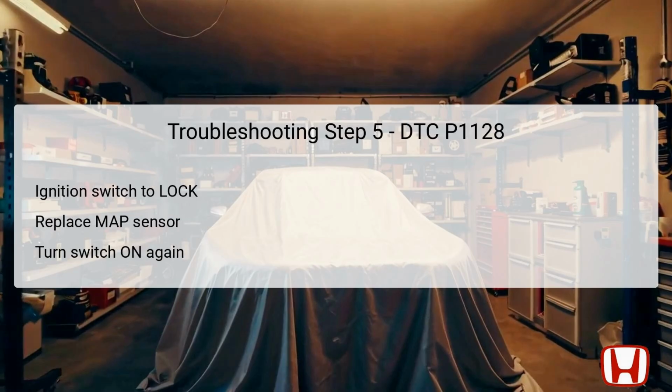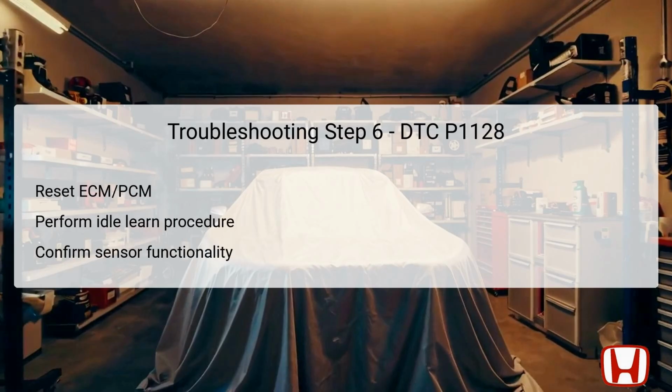If all previous steps have consistently indicated a failed status, it is likely time to replace the MAP sensor. Start this process by turning the ignition switch to the LOCK 0 position, ensuring that all electrical systems are powered down. Following this, you will need to physically replace the MAP sensor, which is usually located on the intake manifold. After the new sensor is in place, turn the ignition switch back to ON 2 to power up the systems again. Ensure that the new sensor is properly connected and seated before proceeding with the next steps in the troubleshooting process.